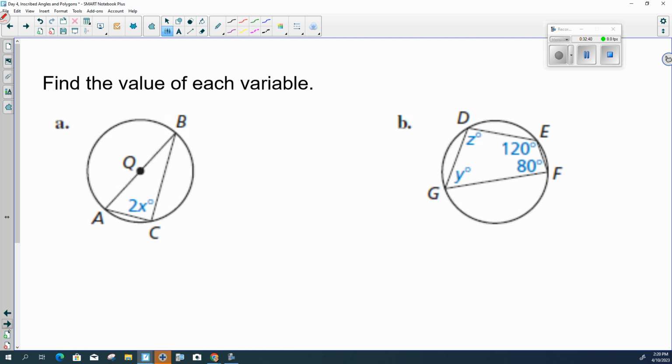Emery, on A, how would you possibly find the value of x? Okay, so look at your theorem. If you have a triangle inscribed in a circle, which we do, and one of the sides is a diameter, which it is, what kind of triangle does it have to be? Yes. So how do you find x? The rest is just algebra.